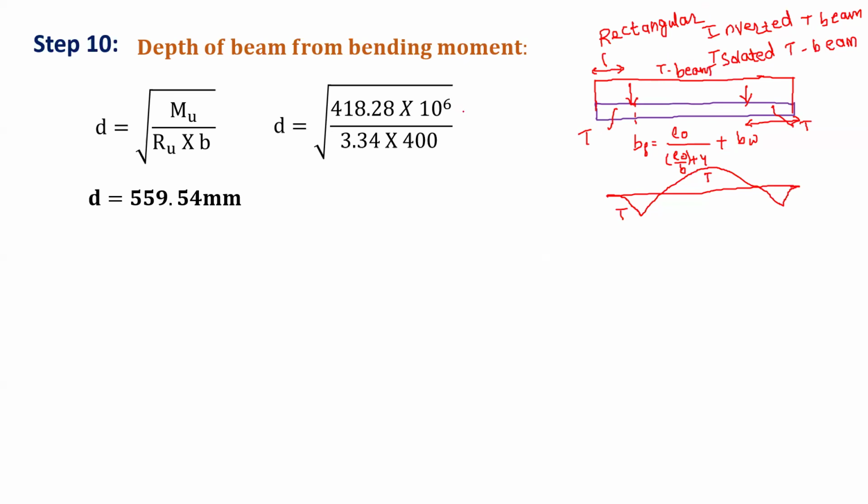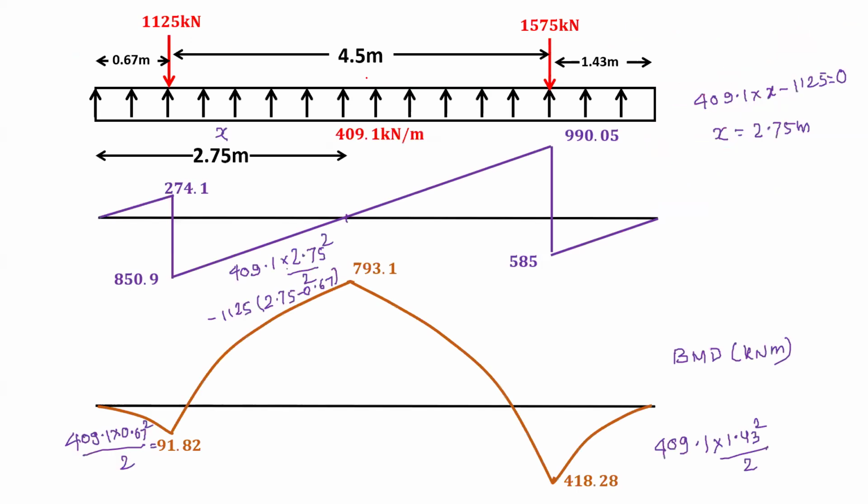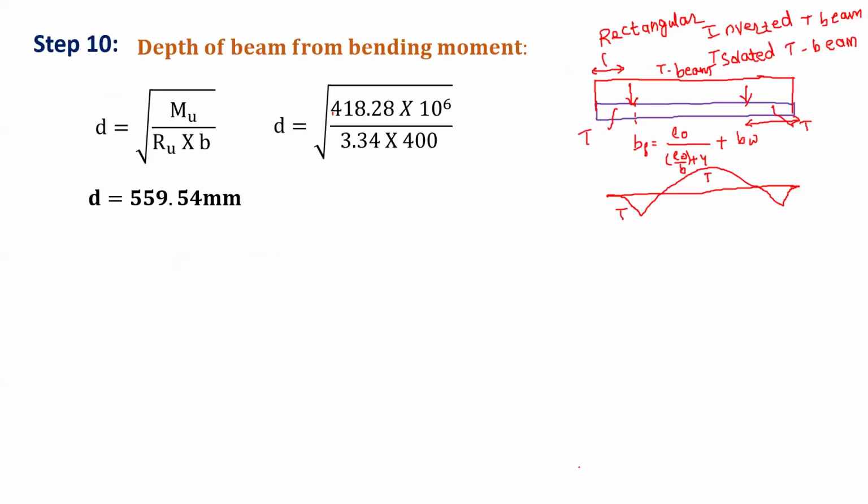Isolated T-beam. So for depth, we have considered the maximum value 418.28 and not the value at zero shear force, because here my beam is a T-beam and its strength is very large compared with a rectangular beam, and therefore I have designed it for 418.28 for depth. And then we have this value.